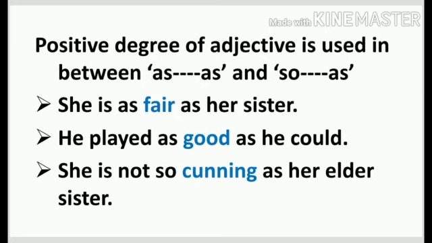Now we will discuss some things which you have to keep in mind while using the degrees. Positive degree of adjective is used in between as and as. For example, she is as fair as her sister. He played as good as he could. She is not so cunning as her elder sister.